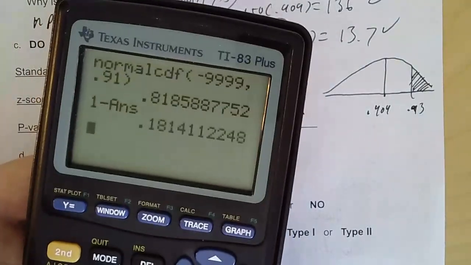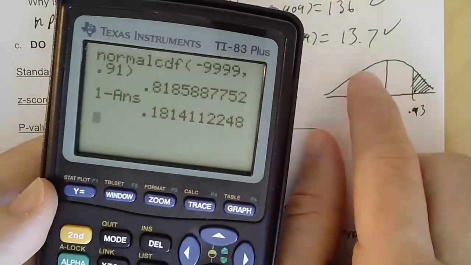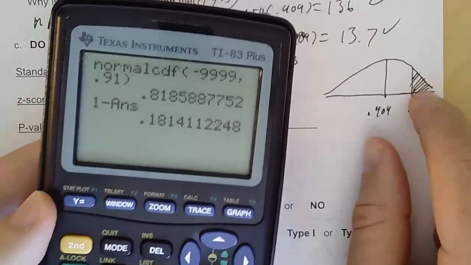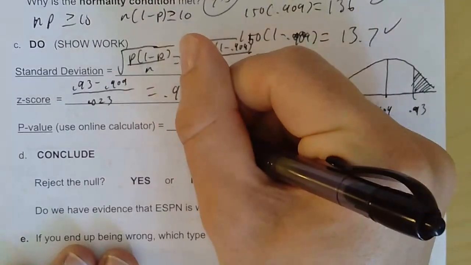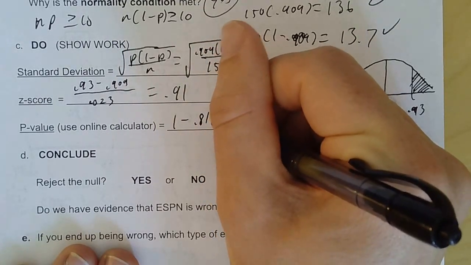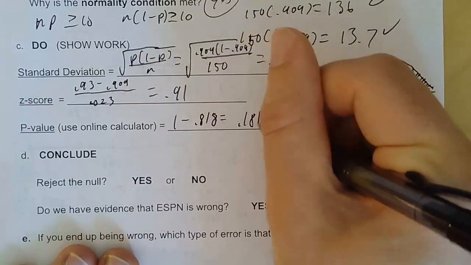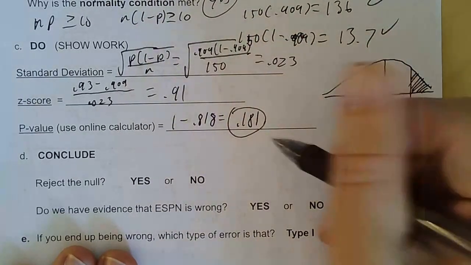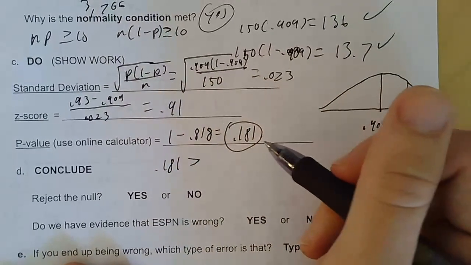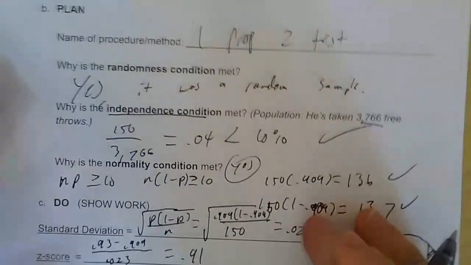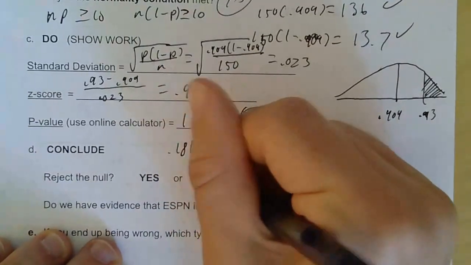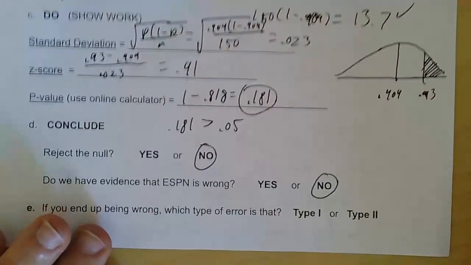So you do 1 minus that. That's really your p-value, right? So that 0.81 is all this, and the 0.18 is this side on the right. So it's 1 minus 0.818, which is 0.181. Okay, so I take that 0.181, and it is greater than my significance level of 0.05. So that's not good. That means I cannot reject the null, and I do not have enough evidence.